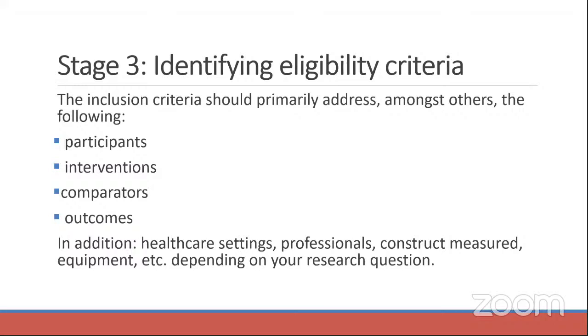Identifying eligibility criteria of the studies to be included. The inclusion criteria should primarily address, amongst others, the following: participants, interventions, comparators, and outcomes. The same PICO for designing eligibility criteria of the studies to be included. In addition, if required, you can also include healthcare settings, professionals, construct to be measured. Here, in the example that I gave before, the construct measured is the knee proprioception.